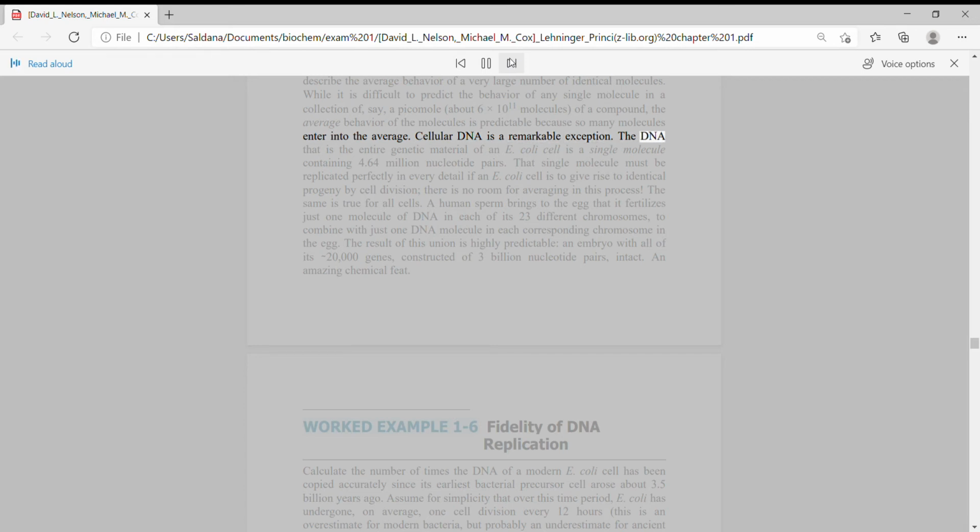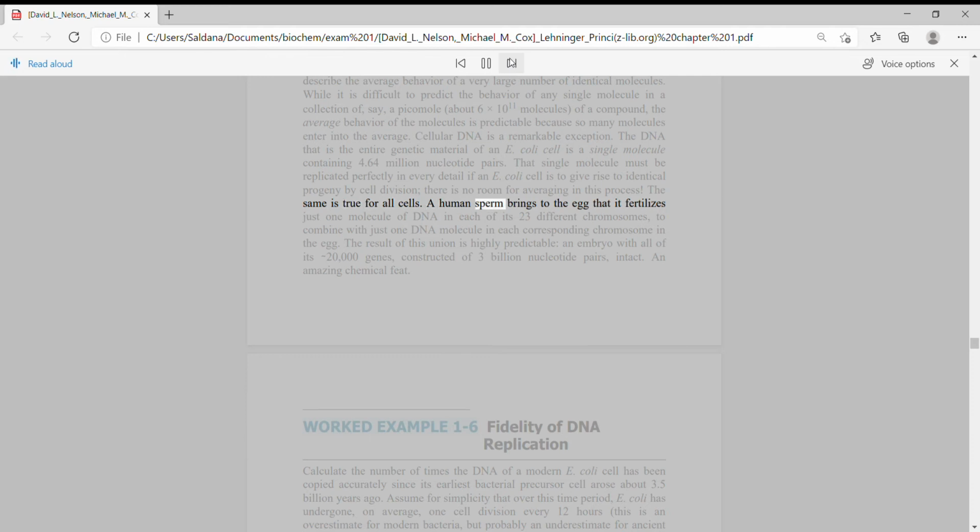The DNA that is the entire genetic material of an E. coli cell is a single molecule containing 4.64 million nucleotide pairs. That single molecule must be replicated perfectly in every detail if an E. coli cell is to give rise to identical progeny by cell division. There is no room for averaging in this process. The same is true for all cells.